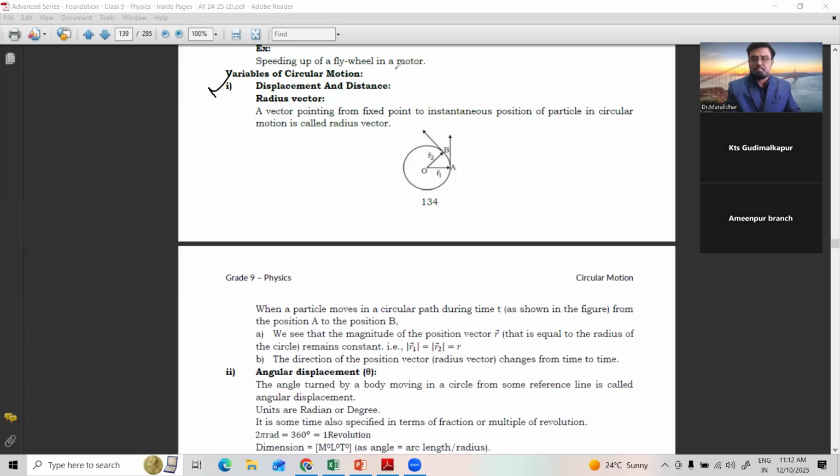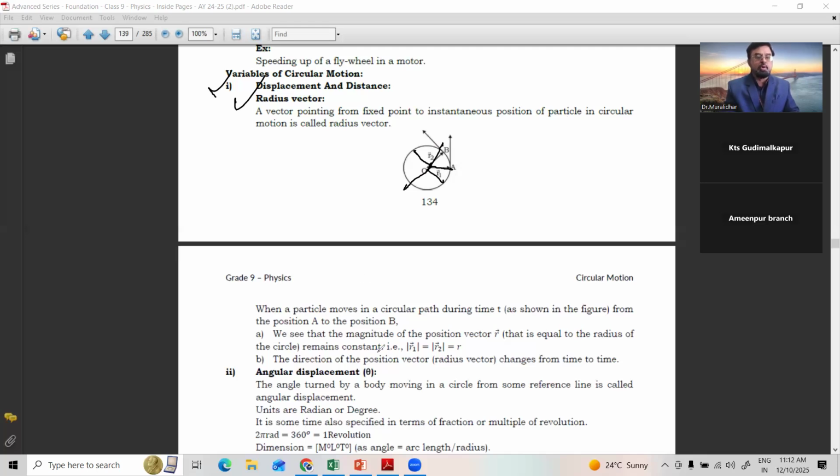See, displacement and distance. First, the radius vector, a very important term. A vector pointing from the fixed point to the instantaneous position of the particle in a circular motion. Suppose this is the center. From here, this is called the radius vector. It is constant everywhere in the circular motion. The radius is the same everywhere. Such a radius is called a radius vector. Why are we saying vector? Because it always has a specific direction. It follows a specific direction to make the circular path.